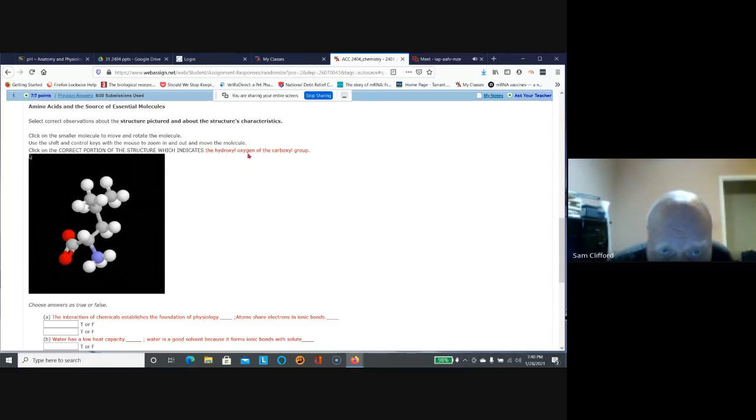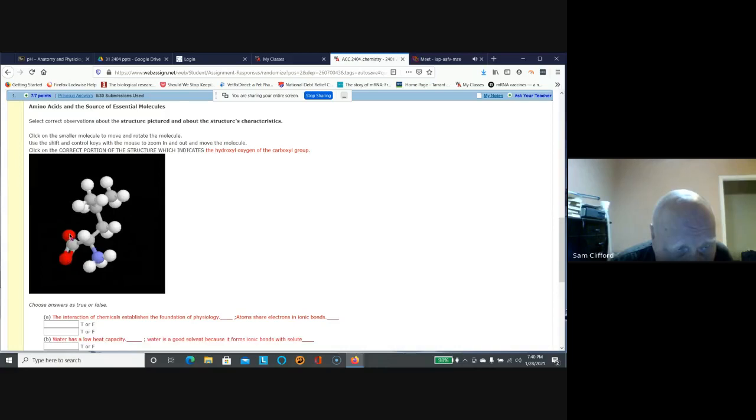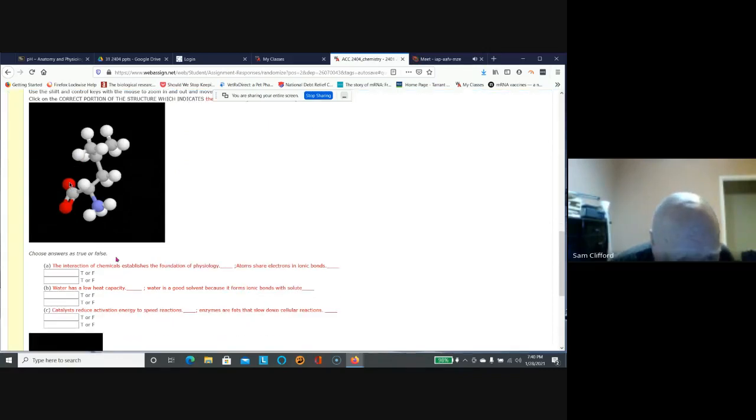The hydroxyl oxygen of the carboxyl group, that's right here. You click there because the carboxyl group has OH here normally. This H is going over to the nitrogen at body pH. This is called the carbonyl group. This is called the hydroxyl group. So the hydroxyl oxygen is right there. You click there.